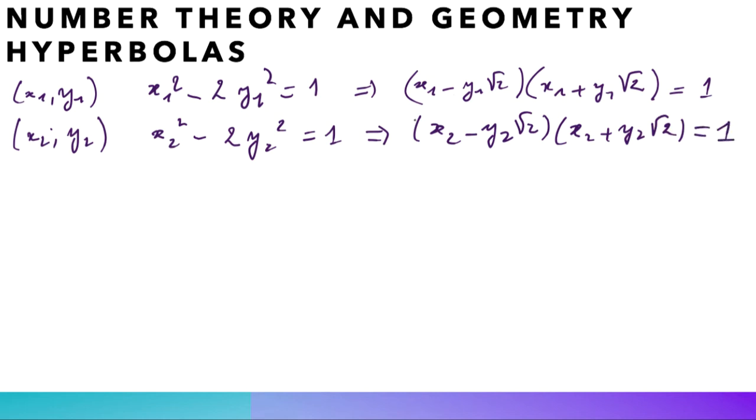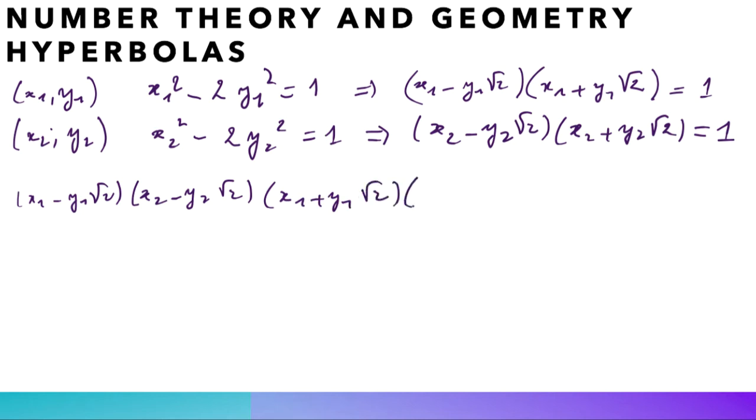Now if we multiply both of these equations, one gets (x1 minus y1 square root of 2) times (x2 minus y2 square root of 2) times (x1 plus y1 square root of 2) times (x2 plus y2 square root of 2) is equal to 1.